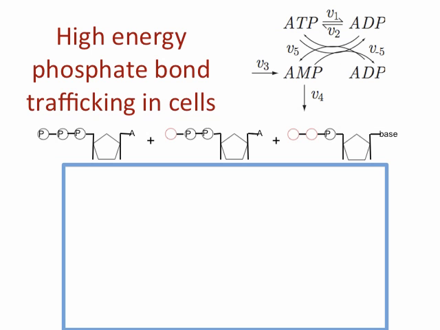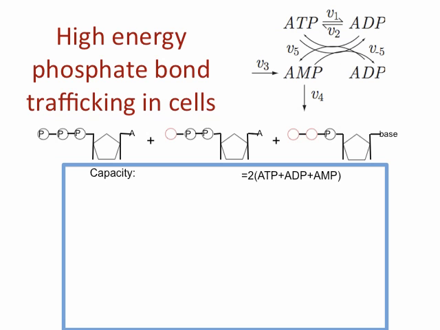The reaction designated by V5 is a very rapid equilibrium reaction in which 2 ADP molecules react and exchange a phosphate bond to generate ATP and AMP. The carrier molecule, AMP, is synthesized by V3, which is a low flux reaction inside the cell, and then turned over by V4. It turns out that the concentration of AMP inside cells is very important because it's used as a sensor of the energy state of a cell.